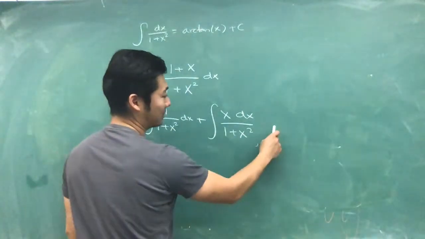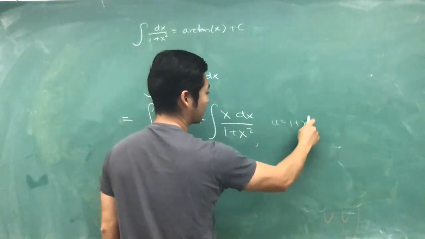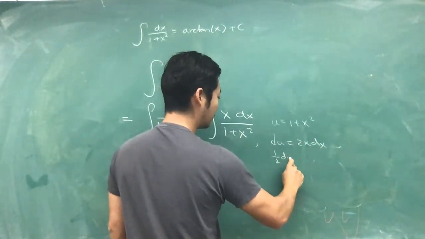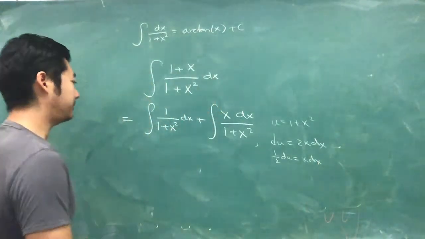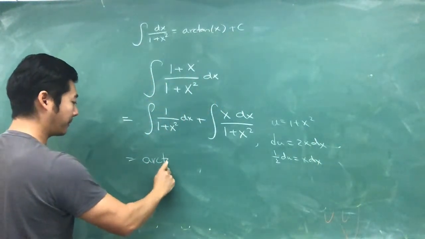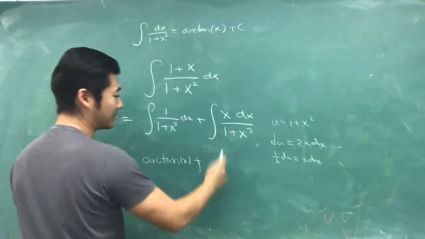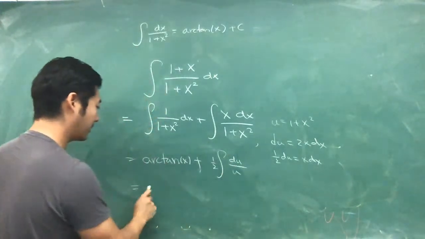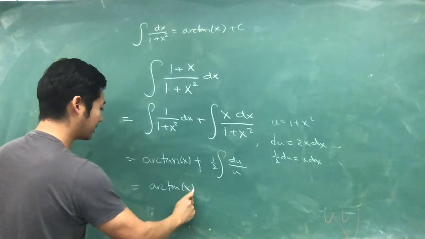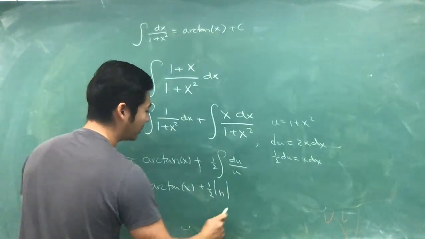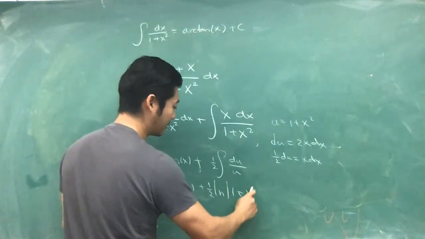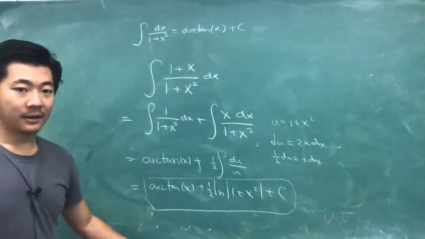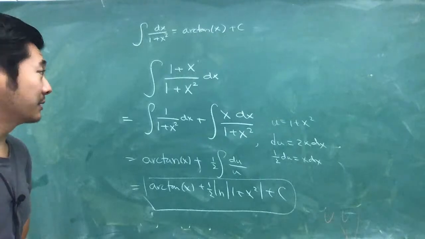So if I was to do it real quick, u equals 1 plus x squared. So du is 2x dx, 1/2 du is x dx. So over here, this is arctan, plus this is going to be the integral of 1/2 du over u. So arctan of x plus 1/2 natural log of u. But u is 1 plus x squared, and then plus c. So sometimes you have to split up the integral.